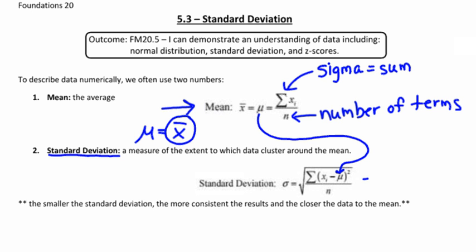So if you want, you can rewrite that formula: square root of the sum, sigma, of your data minus the average, or the mean, squared, divided by n, which is the number of terms. So that's the formula we're going to be using in order to calculate our standard deviation. The smaller the standard deviation, the more consistent the result and the closer the data is to the mean.